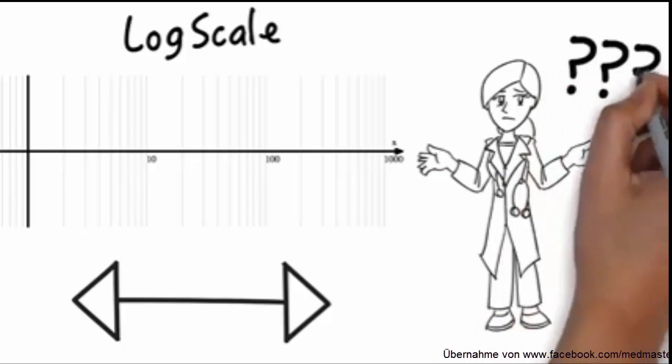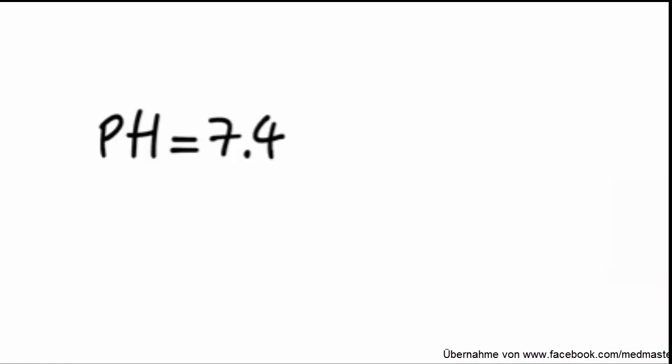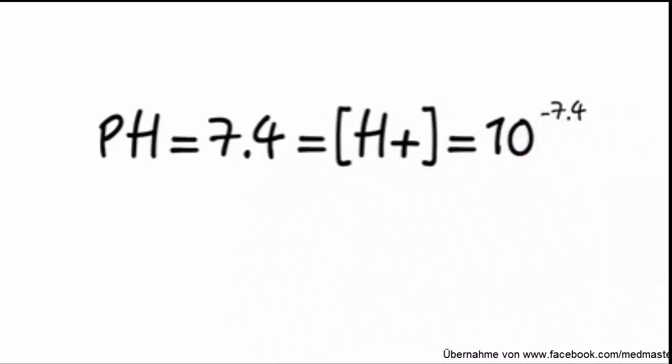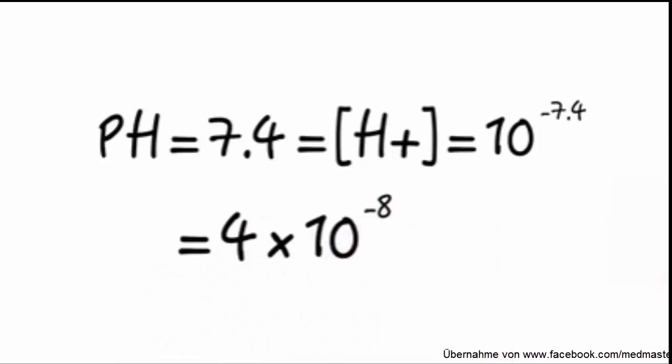Now, what is the pH value and why is it important? Let's take a pH value of 7.4. As we said, this is a measure of the concentration of free hydrogen ions. So a pH value of 7.4 would equal a hydrogen ion concentration of 10 to the minus 7.4. I'm going to show you a comparison to the concentration of potassium ions a little later. So I would like to convert this number into something that's more comparable to the normal potassium concentration. So 10 to the minus 7.4 would equal 4 times 10 to the minus 8.